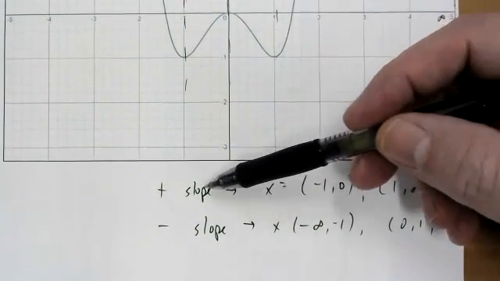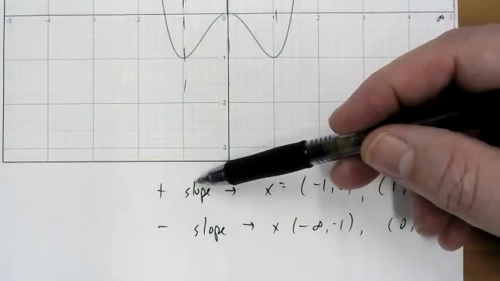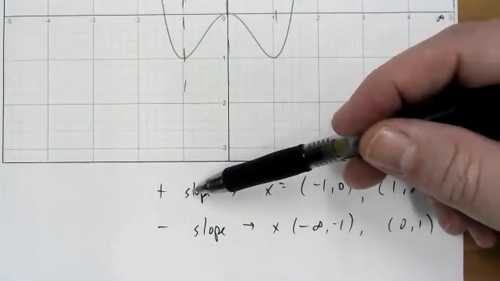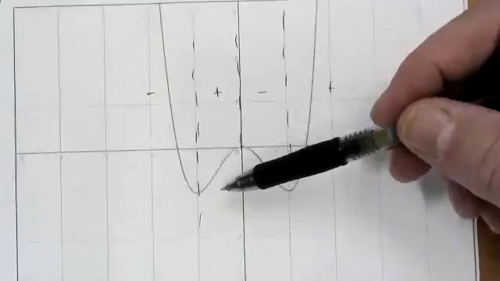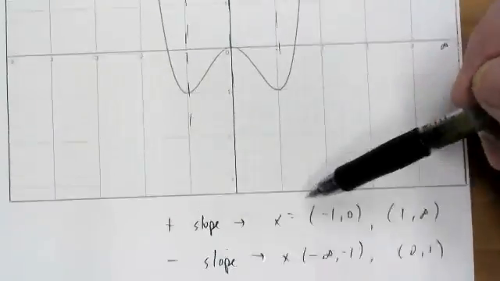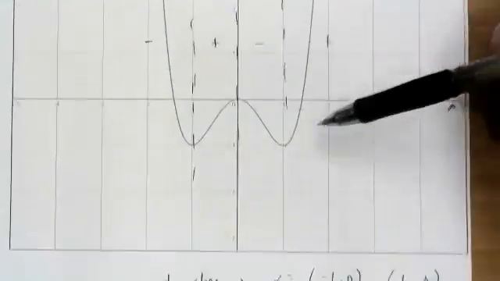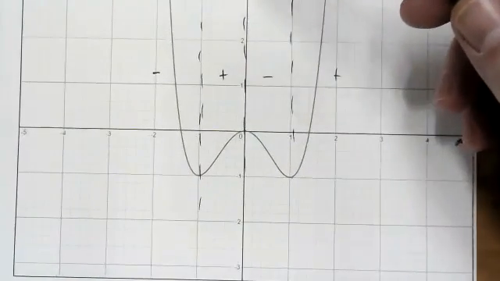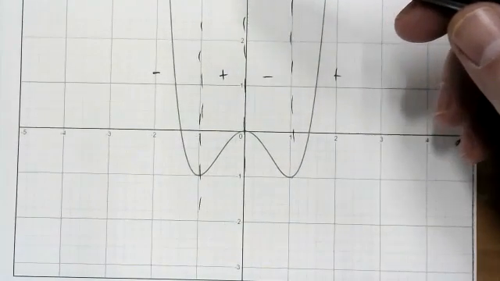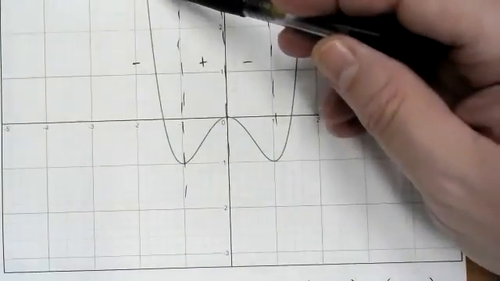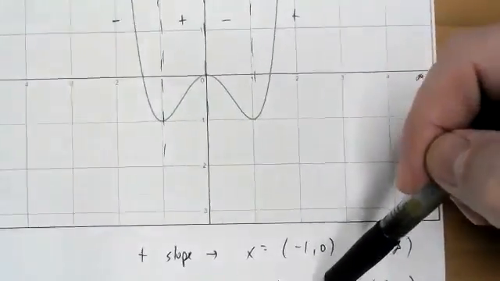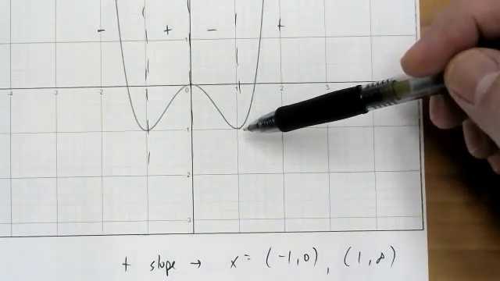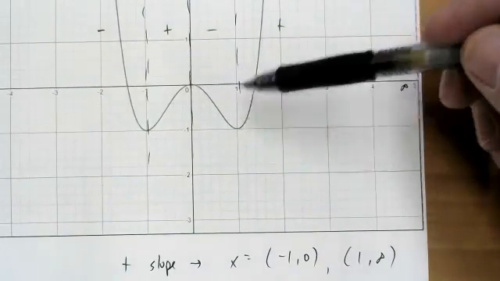So just to review, positive negative slope, we could have asked for function increasing and function decreasing, same answer. Let's think about that. Function increasing here to here, -1 to 0, and increasing 1 to infinity. Where's the function decreasing? -infinity to -1, and then decreasing 0 to 1.